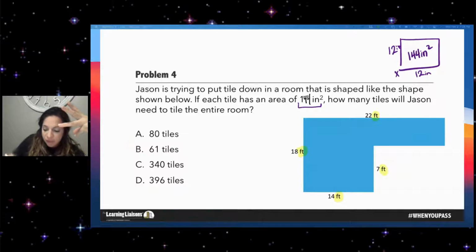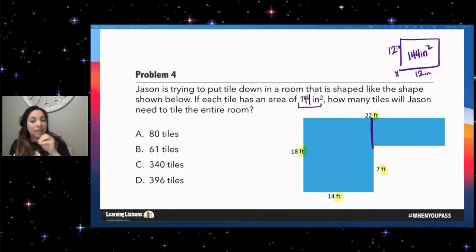I'm going to solve it by cutting this shape right here. If you would like to see me solve it a second way, please post in the comments and let me know which way you want to see me solve it as well.